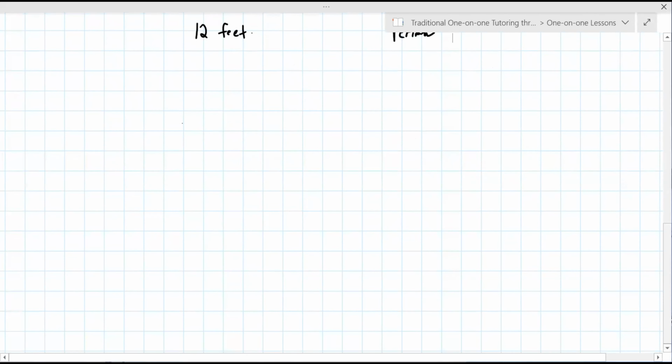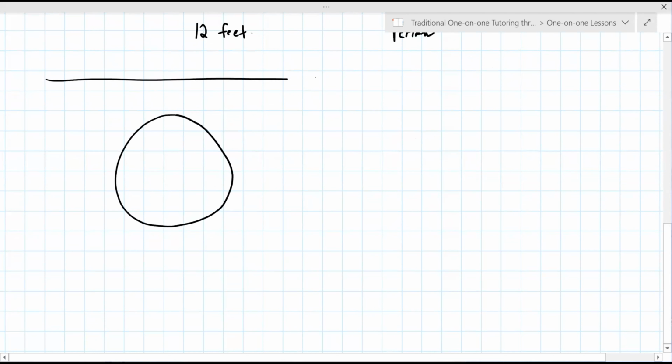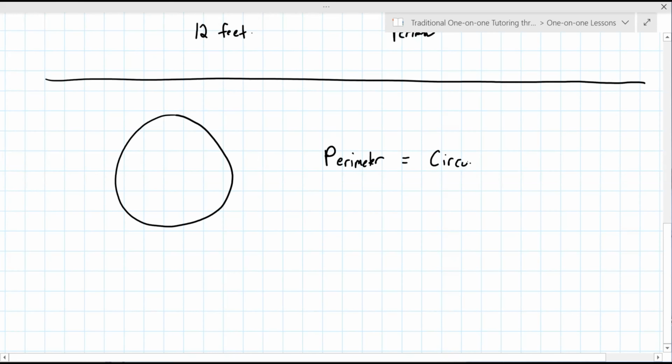All right. So now let's go to circles. A circle has a formula for perimeter. The perimeter of a circle is the distance all the way around, also known as the circumference. And the formula for the circumference is 2 times pi times the radius.